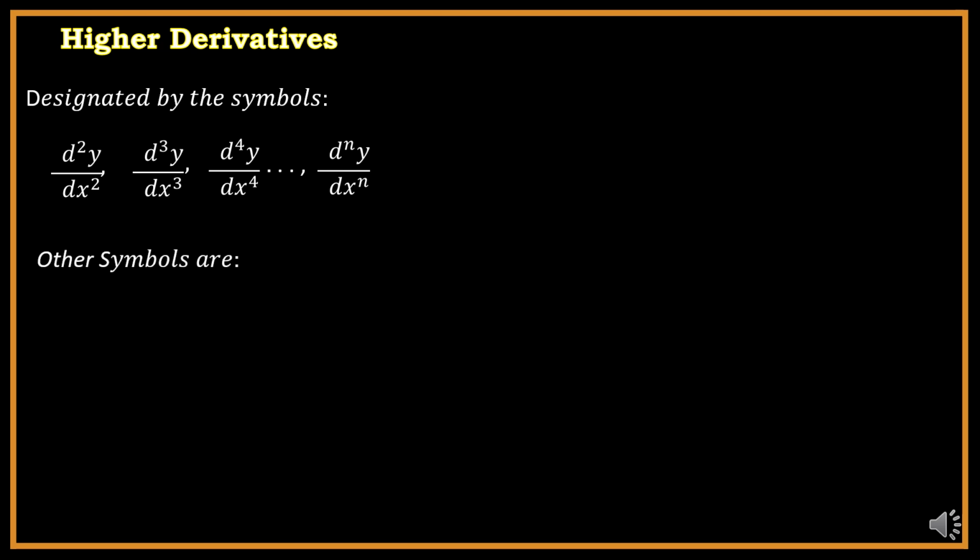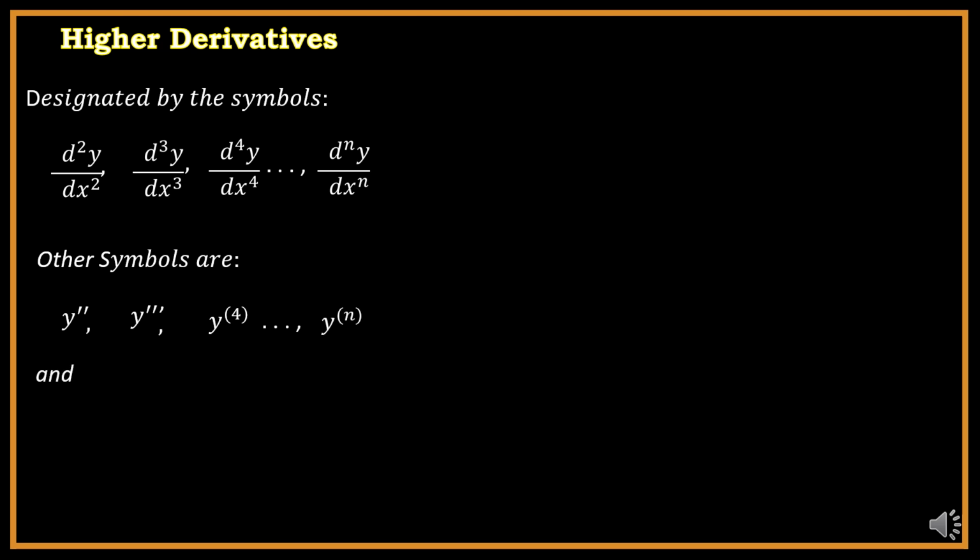Other symbols are in terms of y. The second derivative is equal to y double prime. The third derivative is y triple prime, rather. Then the fourth derivative is y to the fourth power. Then the nth derivative is y raised to n.